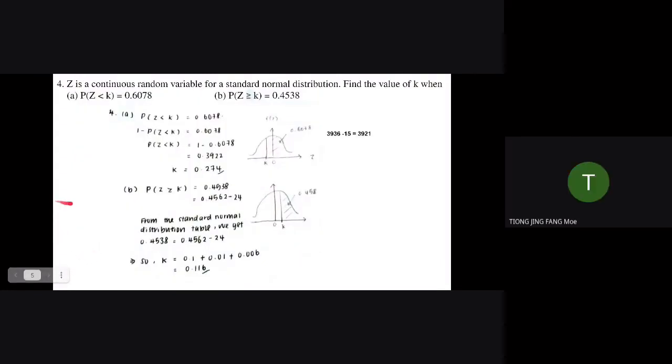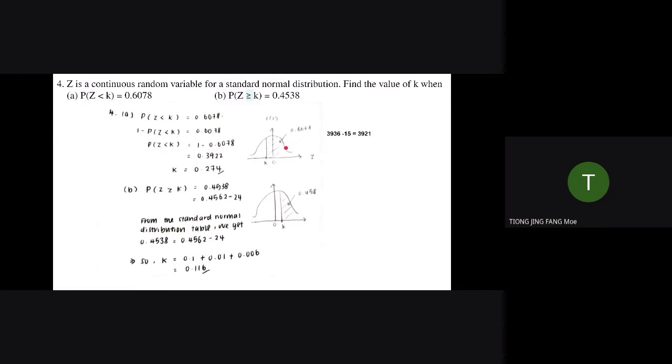Okay, question number 4. Z is a continuous random variable of a standard normal distribution. Find the value of k when z is smaller than k is equal to 0.6078. We know that z is smaller than k, so we mark the k on the left-hand side.